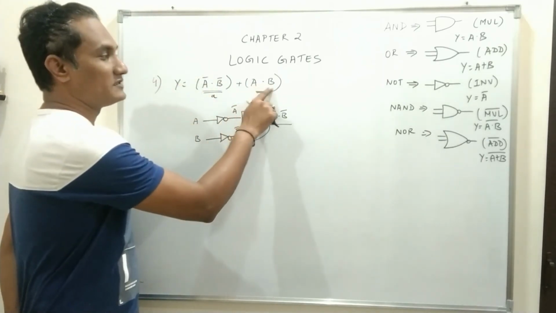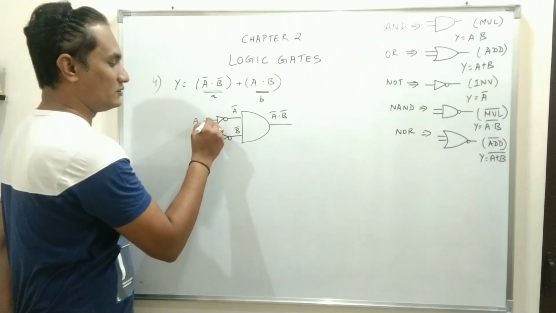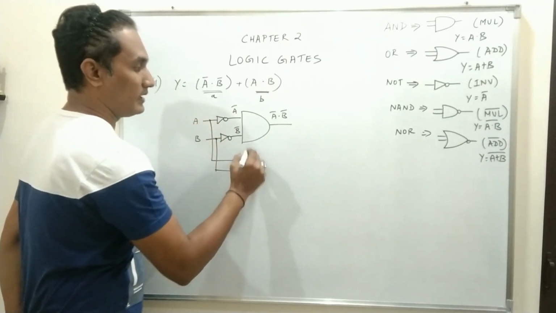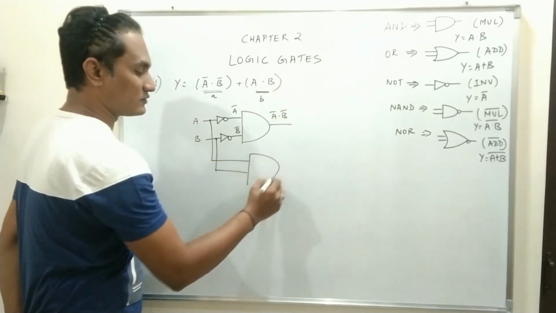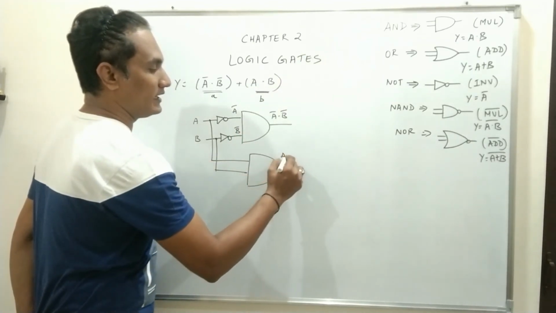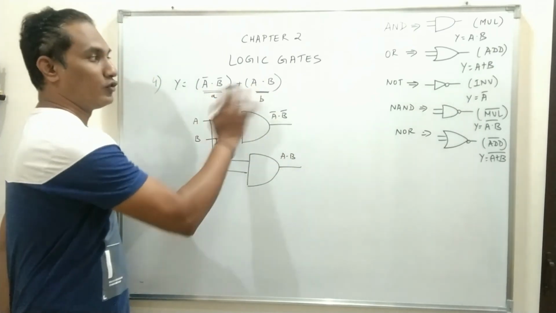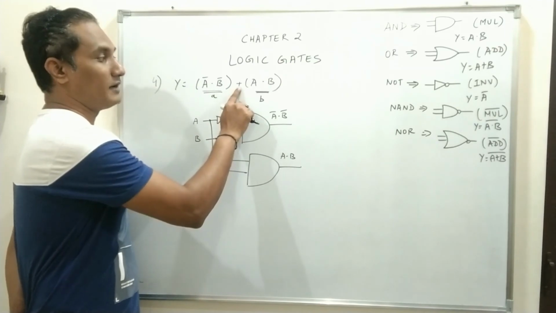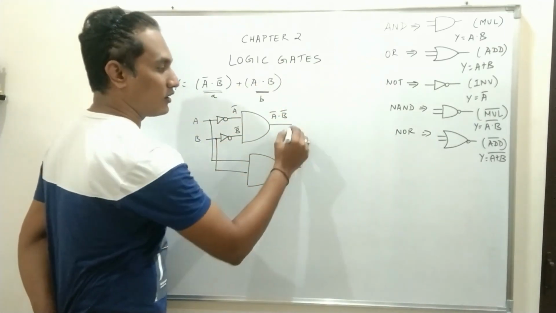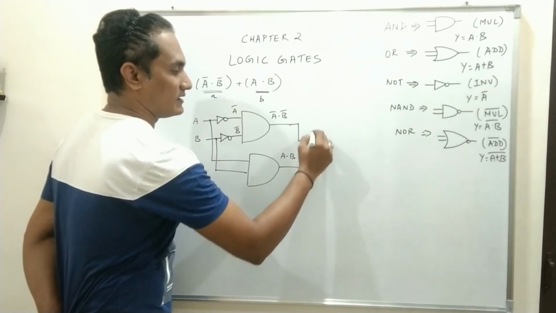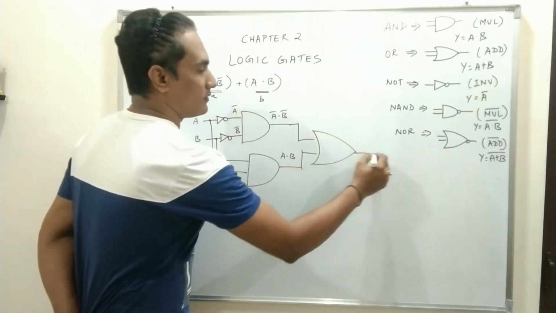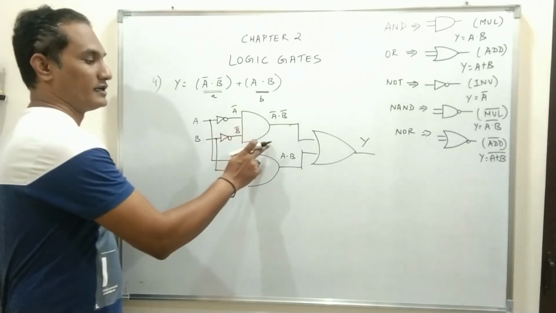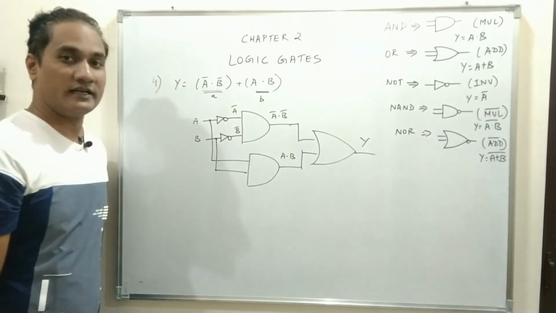Similarly, the second expression is very simple, A dot B. That means you take one input from A, the other from B, connected by the dot sign, which indicates AND operation. So it will be an AND gate, and the output will be A dot B. So now you got both the expressions A and B. And how are these two expressions connected? Connected by the plus sign. The plus sign indicates OR operation, which will be your output Y. So this will be the logic circuit for the particular equation.